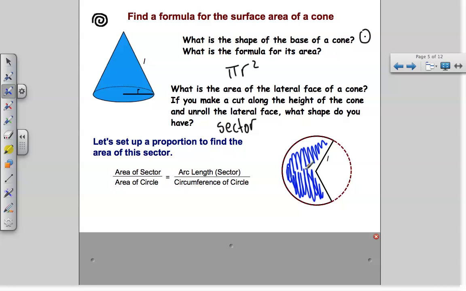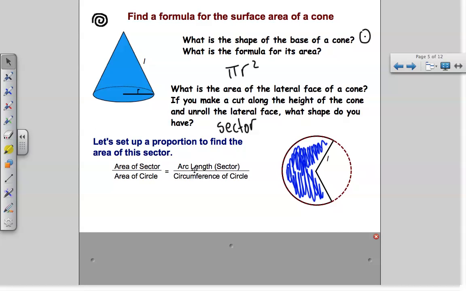And we'll do this in class as well. But this is the shape you get, because if you pull these two sides till they meet, you would get a cone there. Now I have this dotted line here because I'm going to set up a nice proportion here to find the area of that sector. Because if I compared the area of the sector, which is the cone, to the area of the whole circle, that should be the same ratio as the arc length of just the sector compared to the arc length or the circumference of the entire circle. So let's set up a proportion.